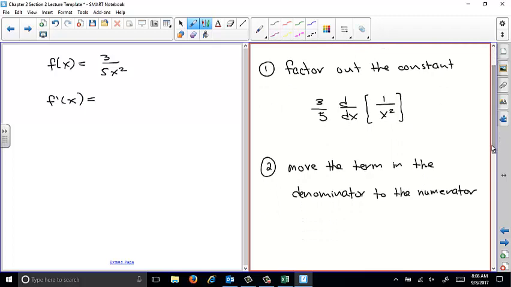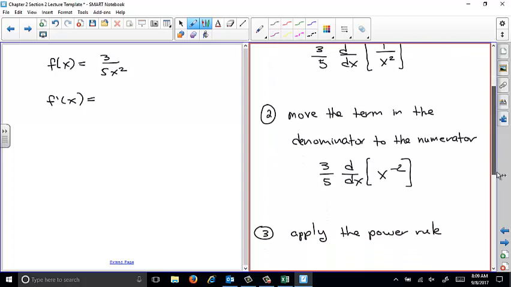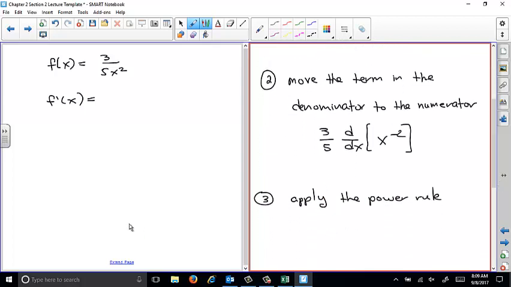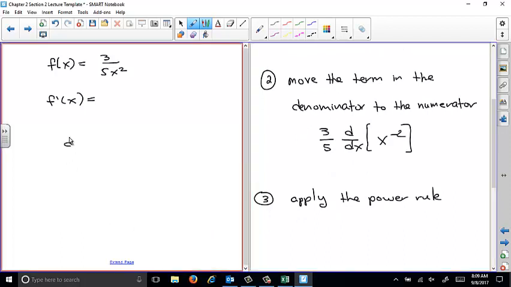Once you've done that, then you have to rewrite this as an x to the n type expression. So we would say we have 3/5 times the derivative with respect to x of x to the minus 2 power. So now it's in x to the n format. Then you use the formula. So you apply the power rule. And the power rule, I'll write that over there, says that the derivative with respect to x of x to the n is equal to n times x to the n minus 1.